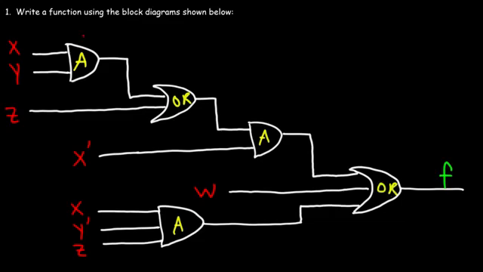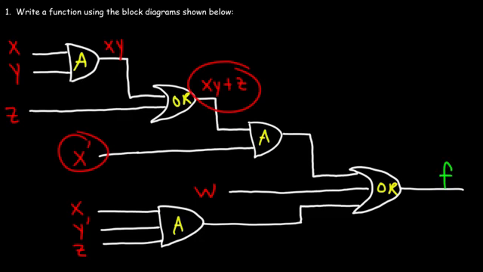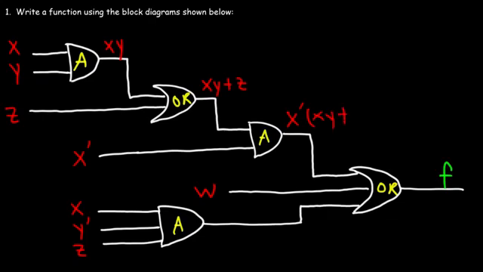Now let's focus on the first AND gate. We're going to take the inputs X and Y, and we're going to multiply them. Now for the OR gate, we are going to add XY with the other input Z. So this will be XY plus Z. Now for this AND gate, we are going to multiply these two together. So it's going to be X prime times XY plus Z.